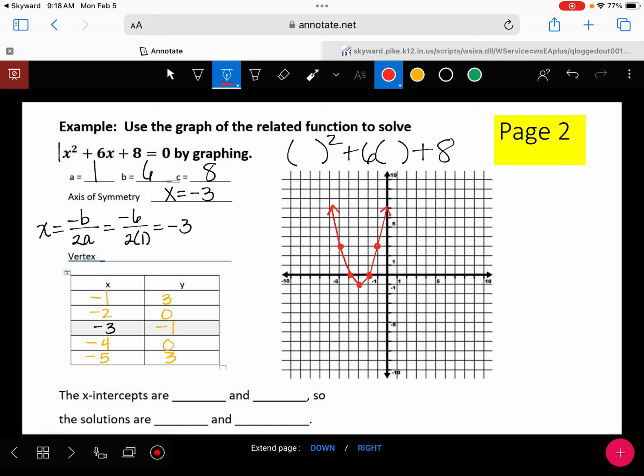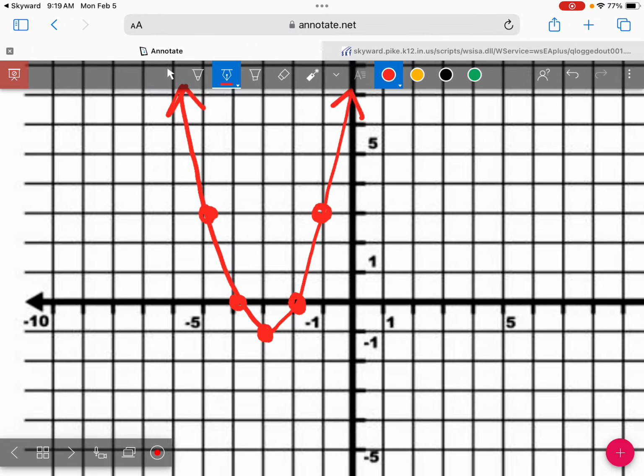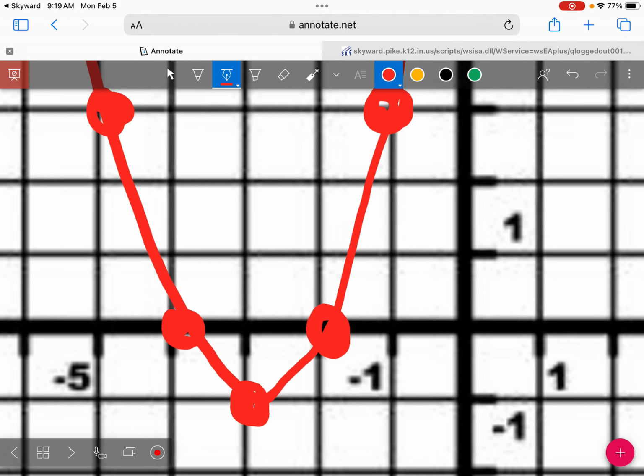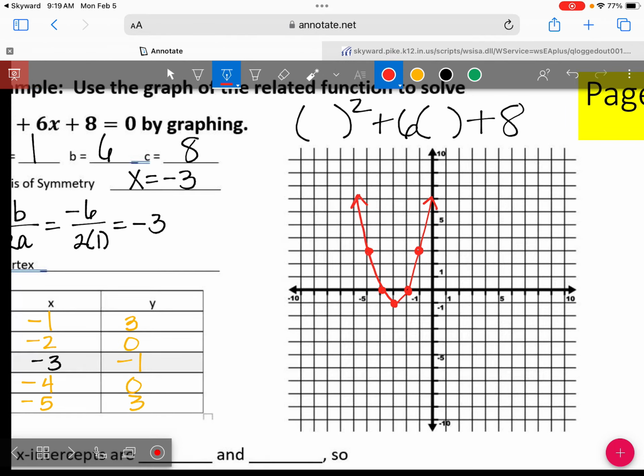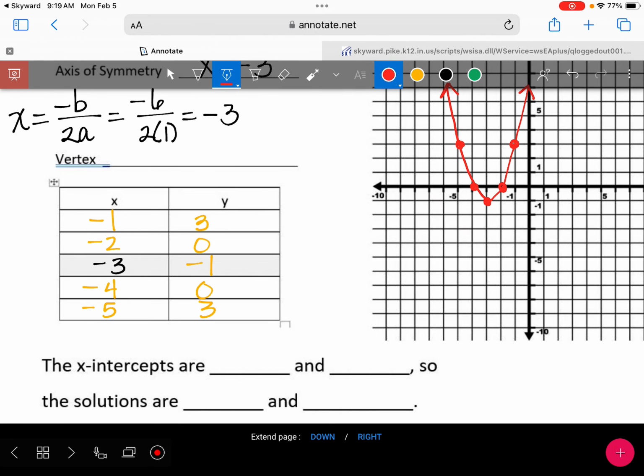So now that you have your graph, where are your x-intercepts? Where does this parabola that you just graphed cross the x-axis? What two x values? Let me zoom in. -4 and -2. So we call that our x-intercepts. And another word for an x-intercept is your solution.